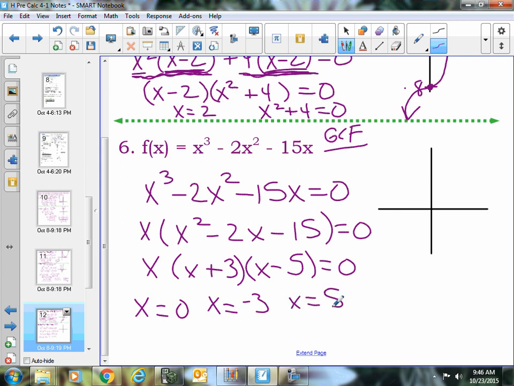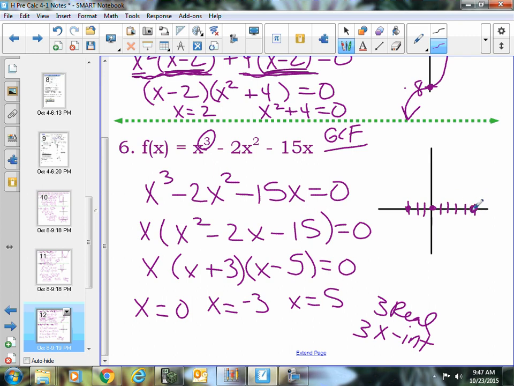That's 3 real answers. So I have 3 real solutions for this one. If it's a degree 3, that's all of them. That means this crosses the x-axis 3 times. So I have 3 x-intercepts. So go ahead and put those on there. So I have -3, 0, and +5.